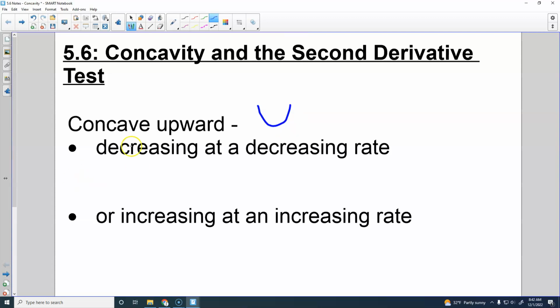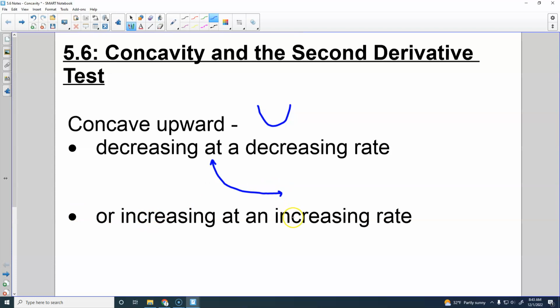Whenever you are concave upward, you can be decreasing at a decreasing rate. Okay, so you're going down, but the speed with which you are going down is slowing, right? Like you drop a bunch at first, and then a little bit, and a little bit, right? So this would be decreasing at a decreasing rate. This is going to be concave upward. So if you are decreasing at a decreasing rate, it's concave up.